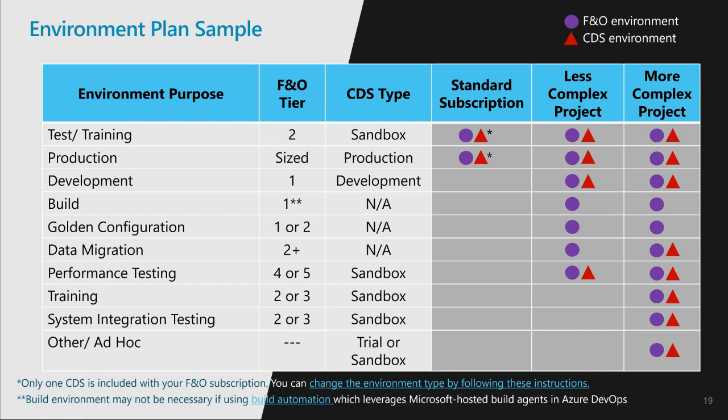For the other environments, you may need to have a golden configuration environment to store and move configuration across environments, a migration environment to migrate data from legacy system, and a higher tier environment for performance testing. And if we look at the more complex project, you may need more development machines and more testing environments, or a higher tier based on the number of users and the transaction volume. Later on, we will talk more about how to choose the right tier.